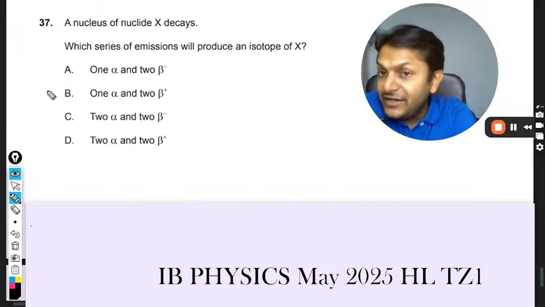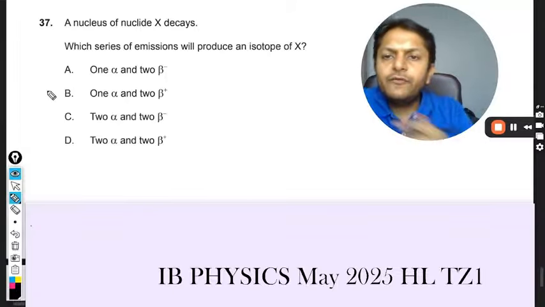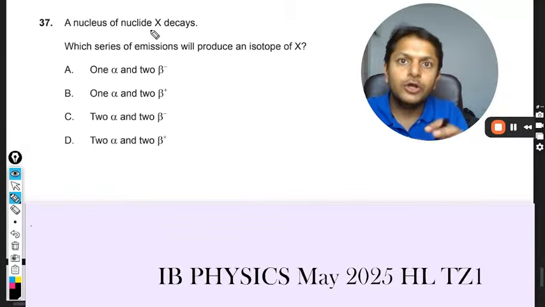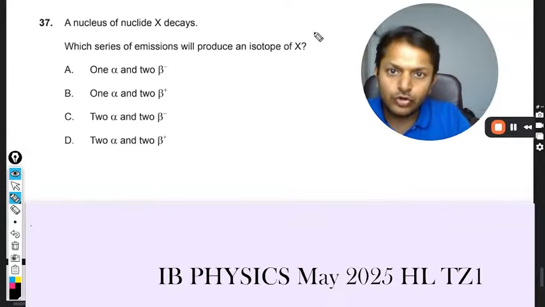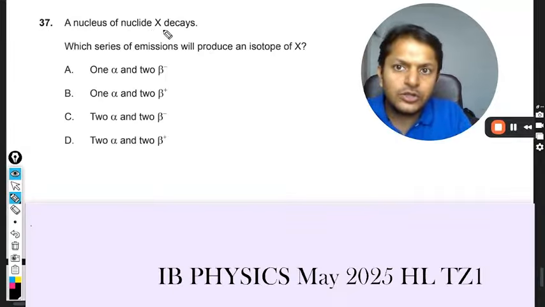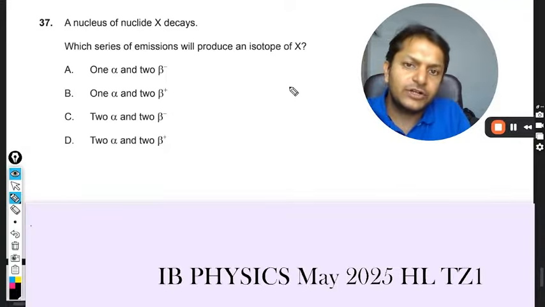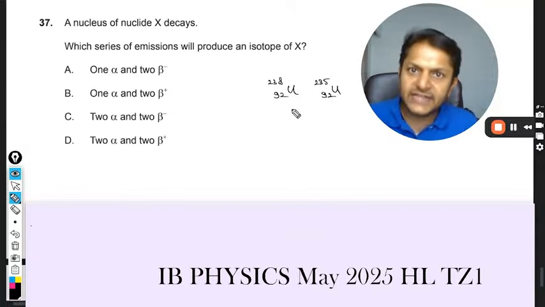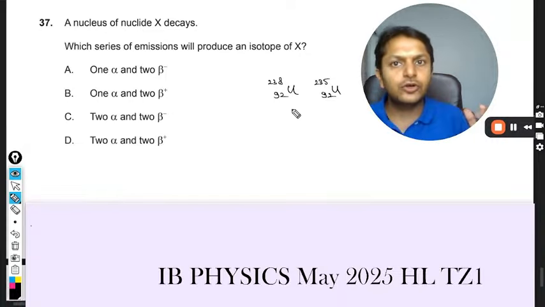Okay, dear student, let's read this question. A nucleus of nuclide X decays. Which series of emissions will produce an isotope of the same element X? So you want to have the same isotope, like the same atomic number. That is what an isotope is. What is an isotope? So the proton number should be the same. Like for example, uranium 238 92 and uranium 235 92. So the proton number should be the same. That should not decrease or that should not increase.